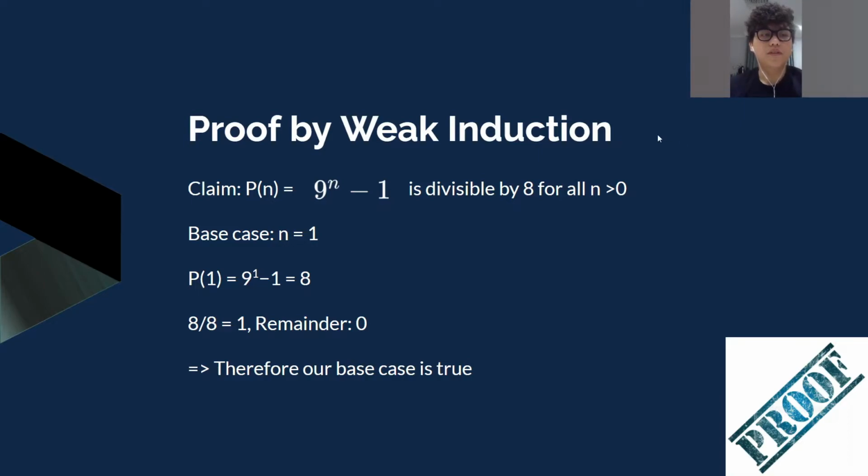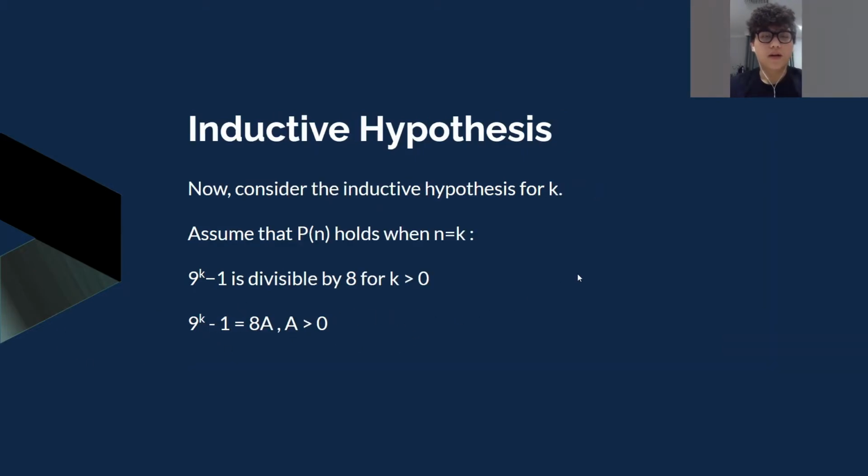So firstly, our claim is that P of n is that 9 to the power of n minus 1 is divisible by 8 for all n greater than 0. So now we need to set a base case to test if this statement is true. So in this case, I'll set my n to be 1. So P of 1 is equal to 9 to the power of 1 minus 1, which equals 8, and 8 divided by 8 is 1 with a remainder of 0, so it is divisible by 8, so therefore our base case is true.